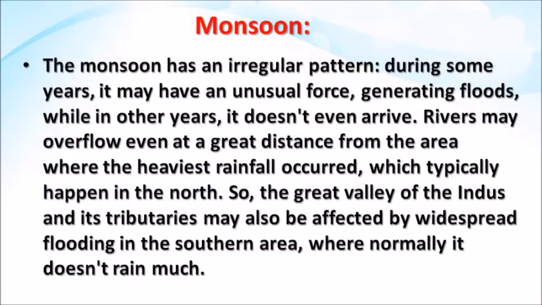Monsoon in Pakistan. The monsoon has an irregular pattern during some years. It may have an unusual force, generating floods, while in other years it doesn't even arrive. Rivers may overflow even at a great distance from the area where the heaviest rainfall occurred, which typically happens in the north. So the Great Valley of the Indus and its tributaries may also be affected by widespread flooding in the southern area, where normally it doesn't rain much.